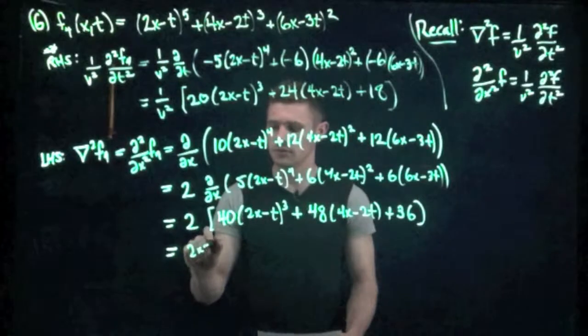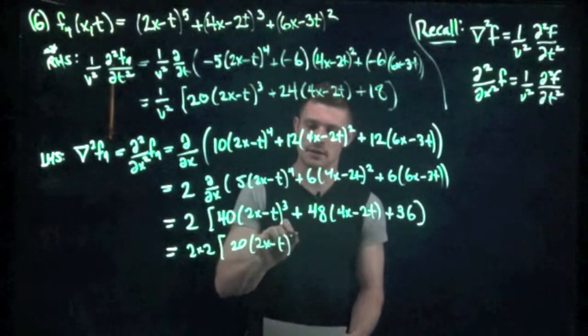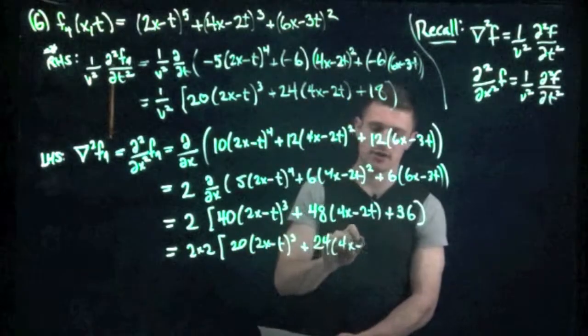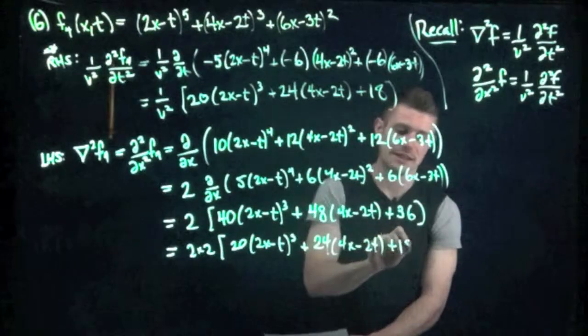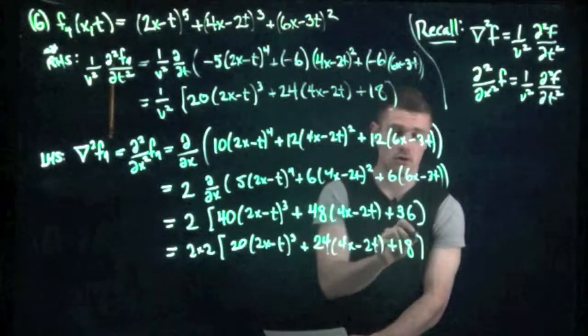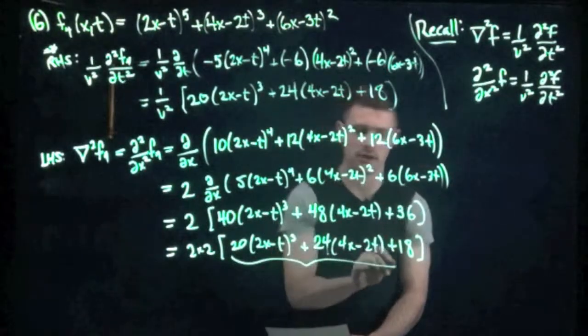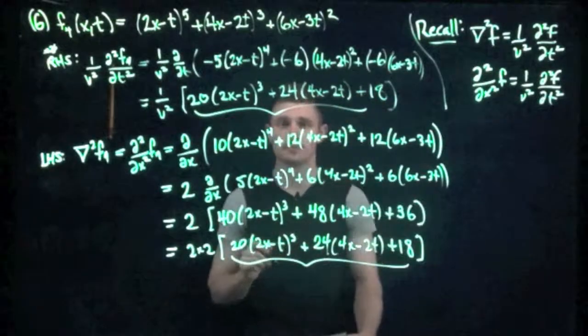So I have 2 times 2, and now I have 20, 2x minus t cubed plus 48 divided by 2 is 24, 4x minus 2t. Okay, that's good. I have 24 here as well. And then plus 18. And then now I can see, oh, perfect. This whole expression here, this function that I left over with, is equal to the one that I have up here on the right-hand side.